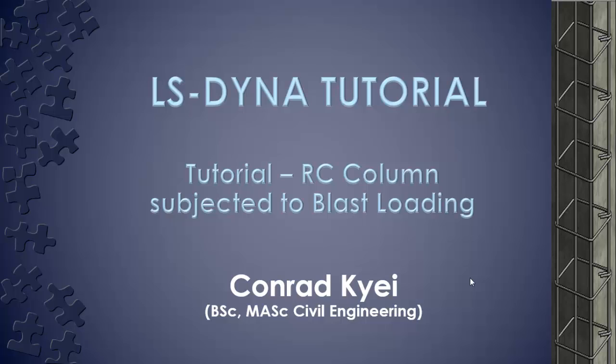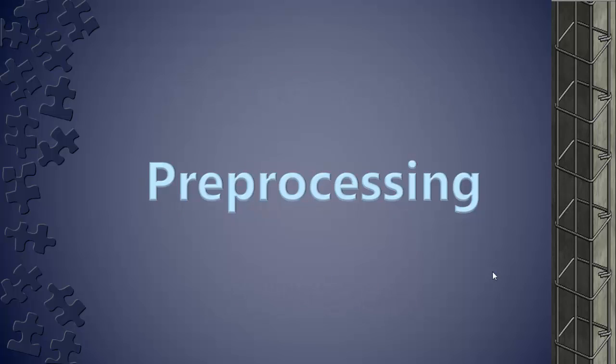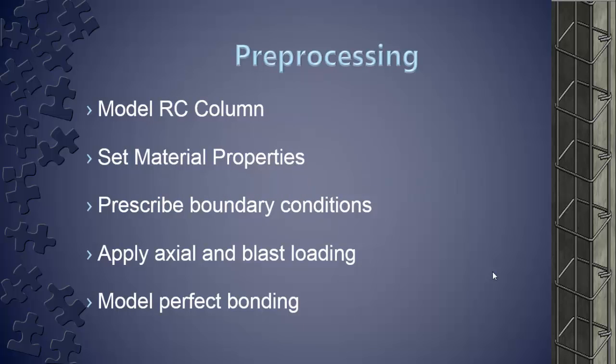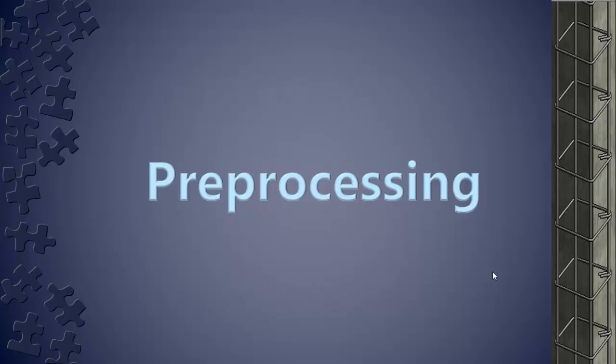In this video, I'm going to walk you through the steps used in modeling the RC column: setting material properties, prescribing the needed boundary conditions, and also applying axial loading and blast loading to the RC column. We're also going to model perfect bonding between the concrete and the reinforcements. By the end of this video, we would have modeled an RC column which will be ready for analysis.